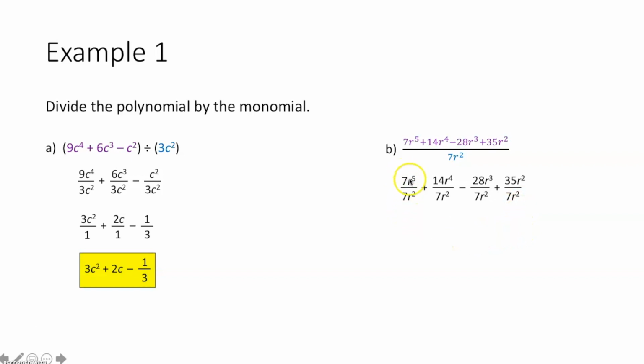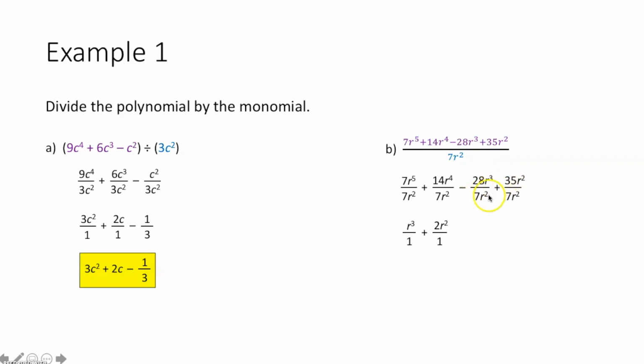The 7's cancel out. There's 5 r's in the numerator, 2 r's in the denominator, so 2 of those cancel out, leaving just 3 r's in our numerator. Here the 14 over 7 simplifies to 2 over 1. There's 4 r's in the numerator, 2 r's in the denominator, so 2 of those cancel out, leaving 2 r's in the numerator. Then it's going to be minus, and then 28 divided by 7 is 4, so it's going to be 4 over 1.